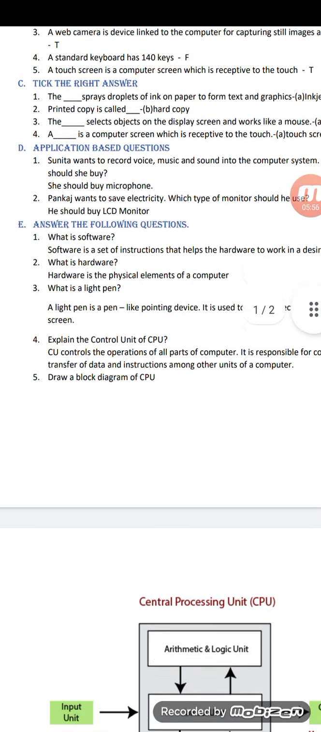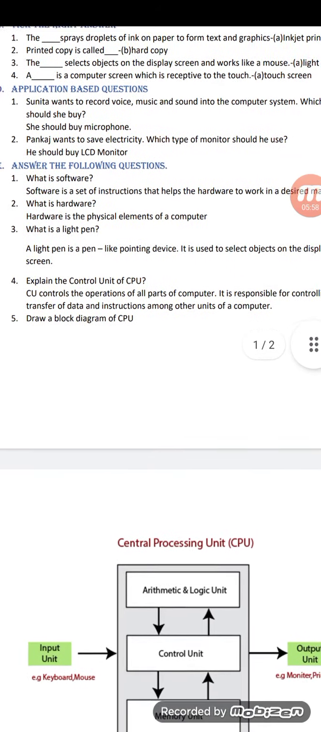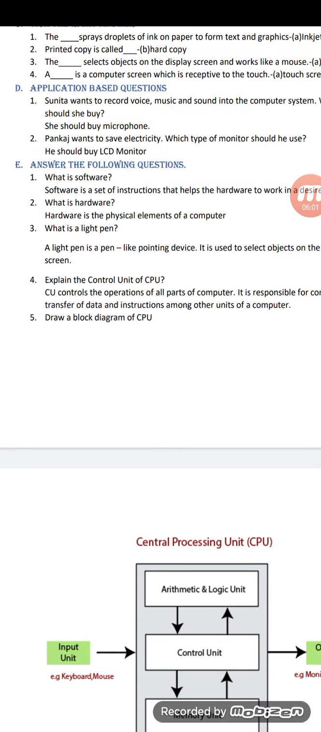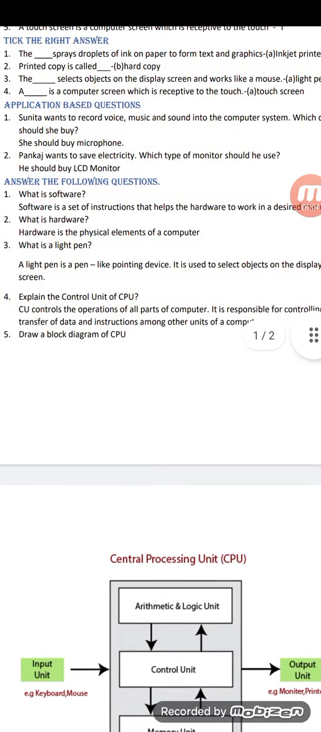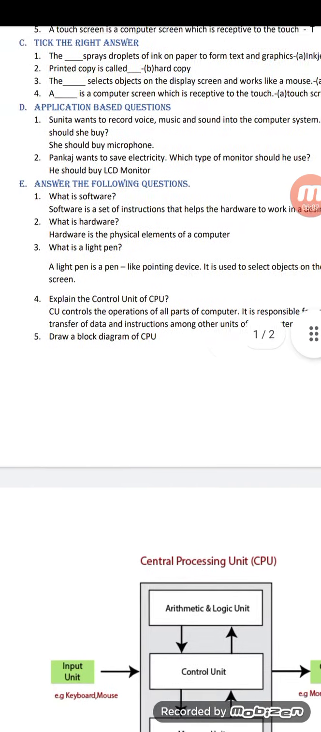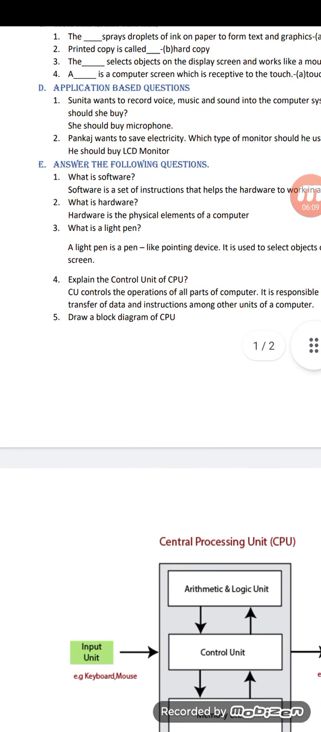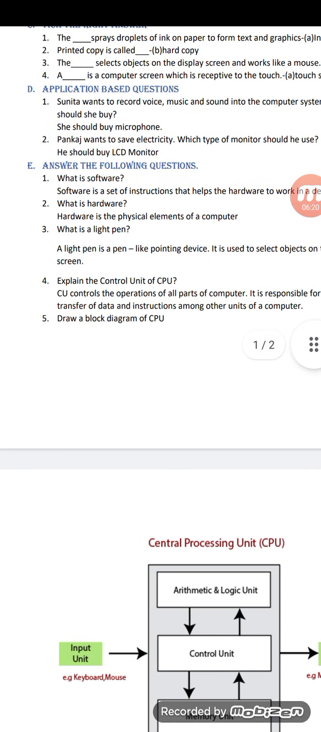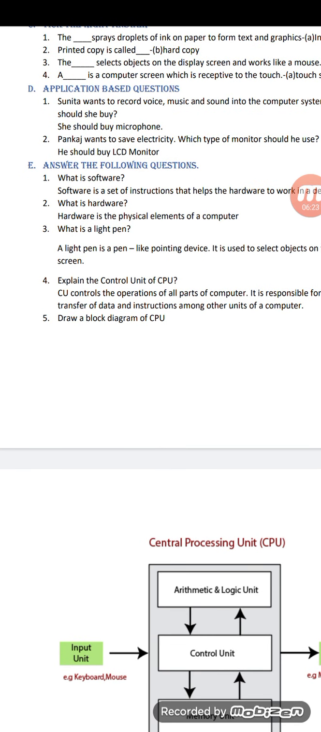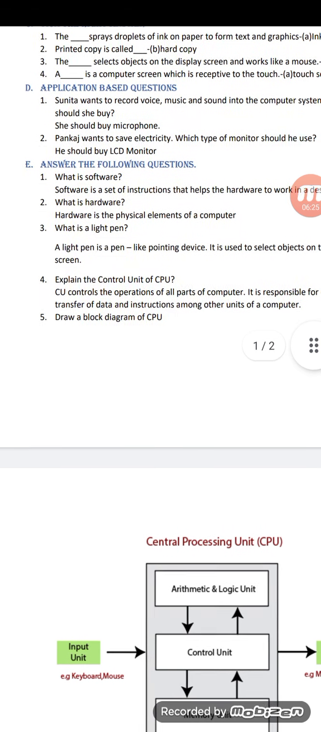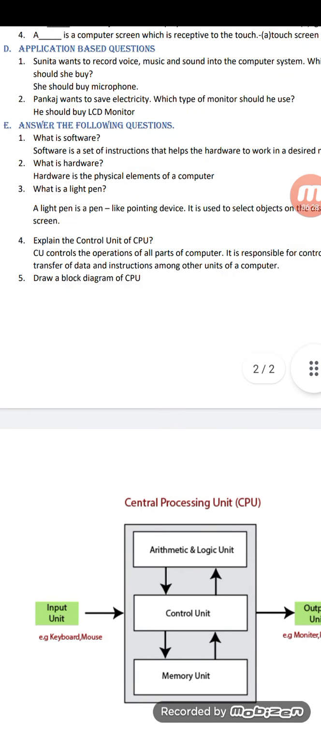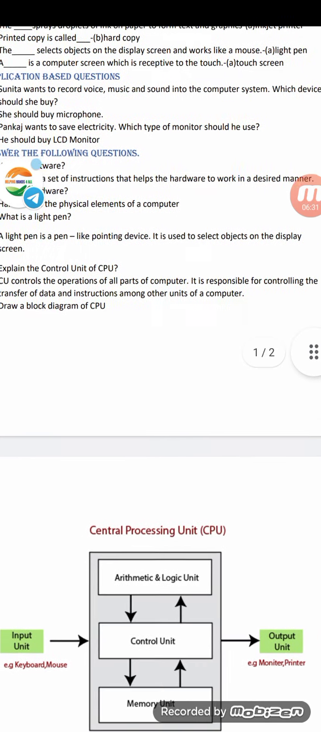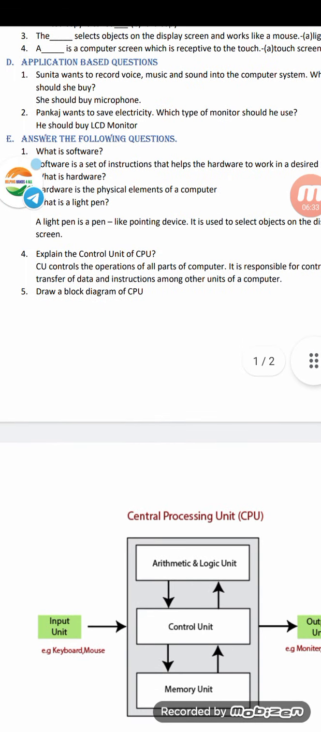Then E part. Answer the following questions. What is software? Software is a set of instructions that helps the hardware to work in a desired manner. What is hardware? Hardware is the physical elements of a computer. Physical elements means keyboard, mouse, monitor, CPU, inside CPU, motherboard, others are there. So these are the hardware things. What is a light pen? A light pen is a pen-like pointing device. It is used to select objects on the display screen.